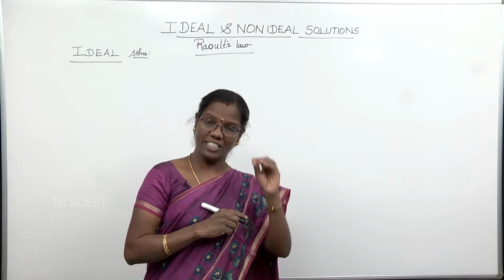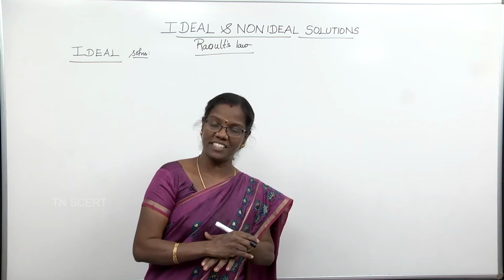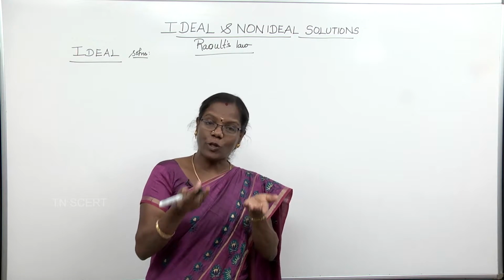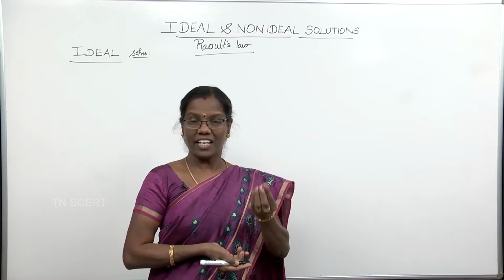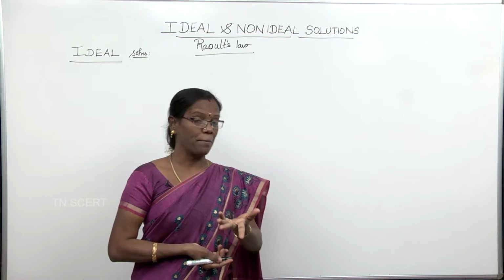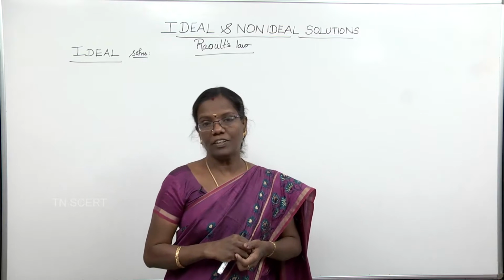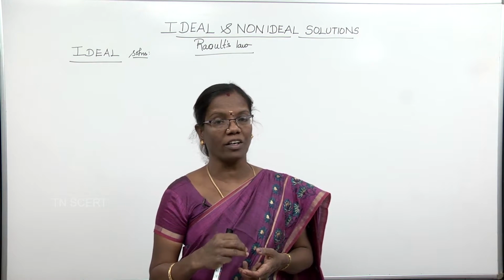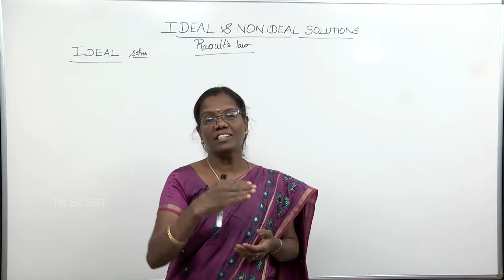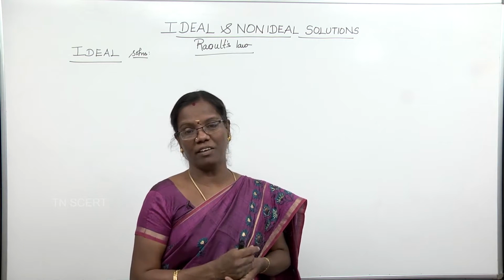For each component present in a solution to obey Raoult's law over the entire range of concentration is somewhat difficult. But if the solution is a very dilute solution, that is, if a small amount of solute is dissolved in a very large amount of solvent, it is practically possible, and the solution behaves ideally. If the solute and the solvent components are identical in their size and shape, and if they have similar intermolecular attractive forces between them, then they will behave ideally.